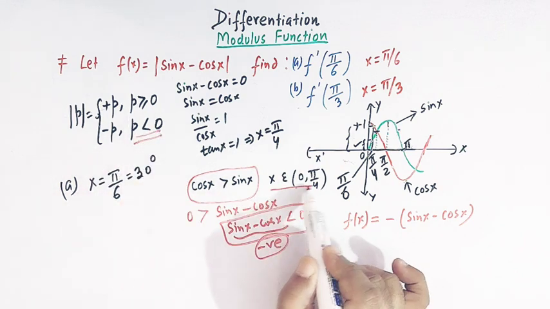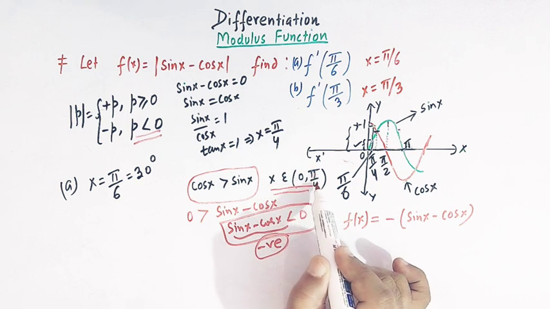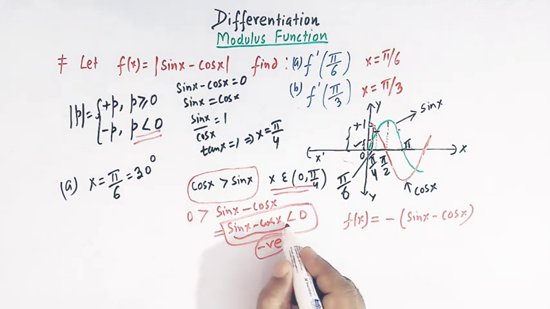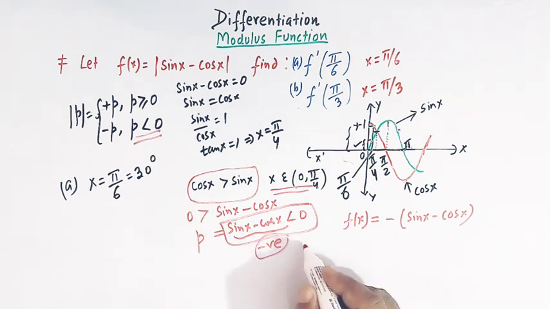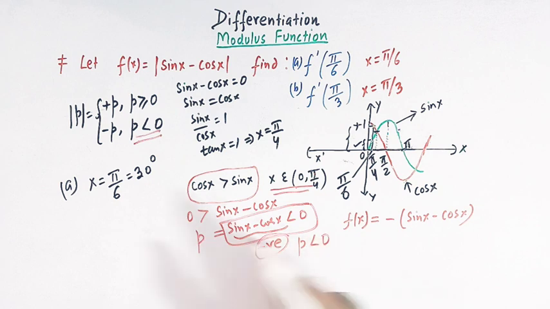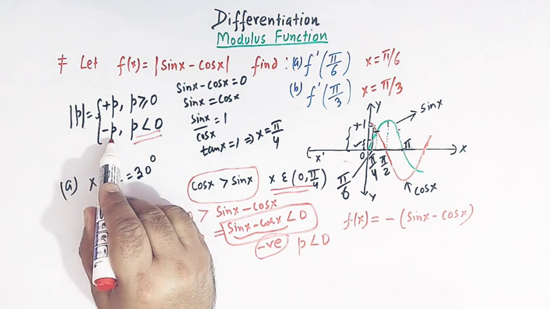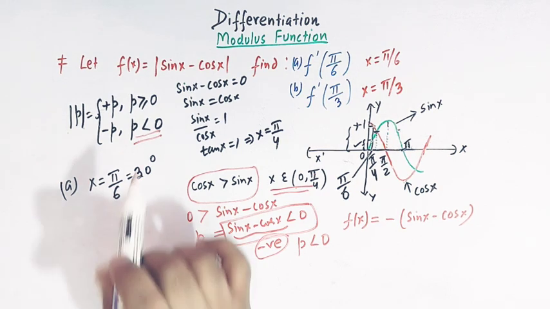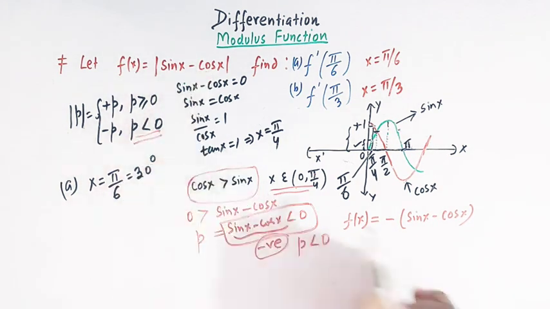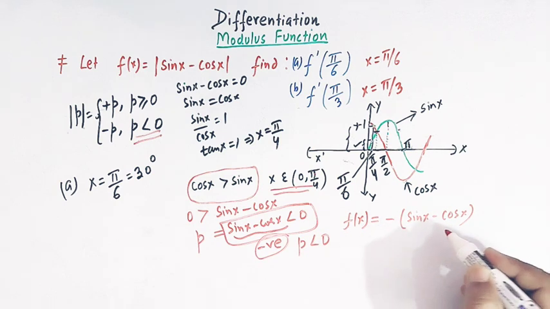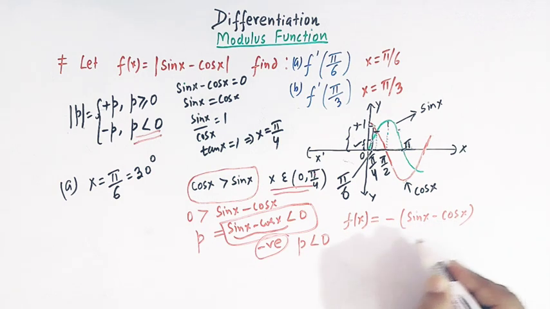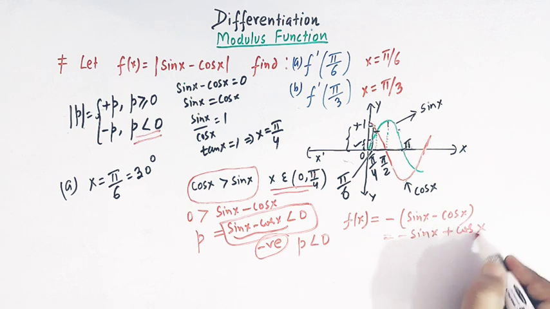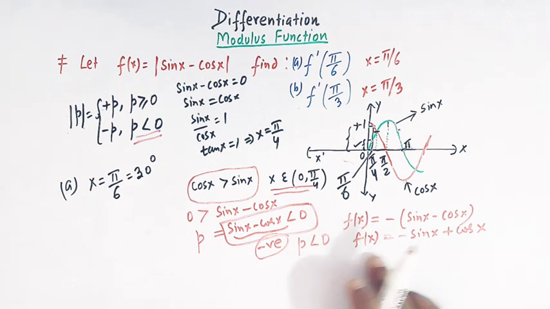And when we take this interval x belonging to 0 to pi by 4, then let us take sine x minus cos x as p. So p is less than 0, so mod of p should be equal to negative of p. So mod of sine x minus cosine x should be equal to negative of sine x minus cos x. So now we can write it as minus sine x plus cos x, right? Now let us differentiate both sides.